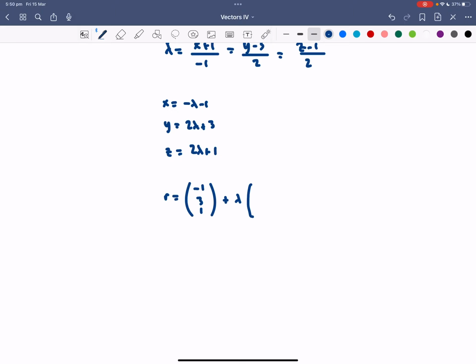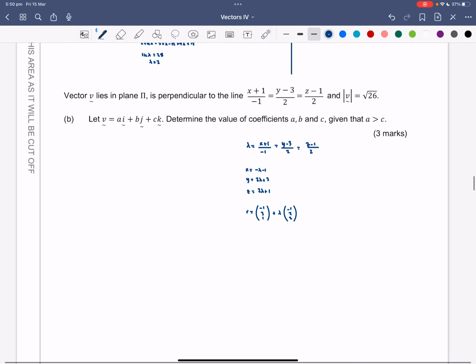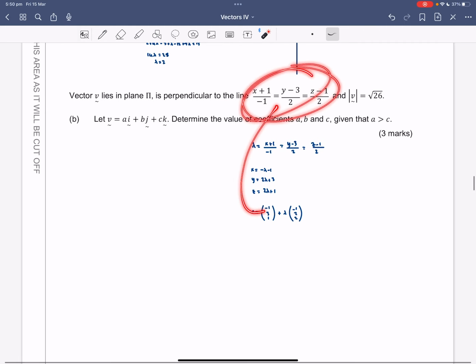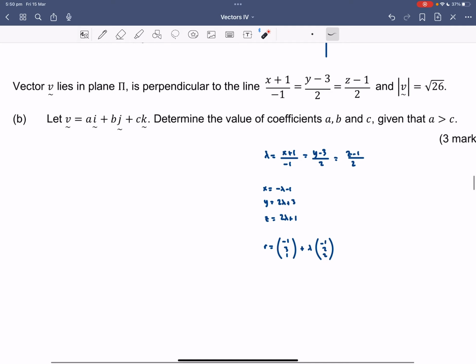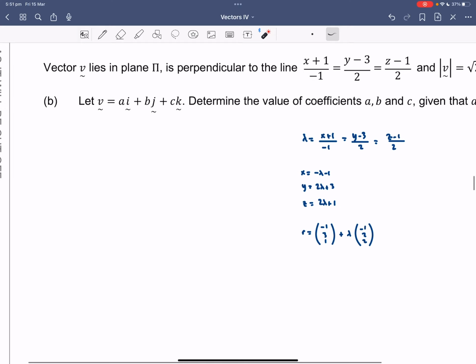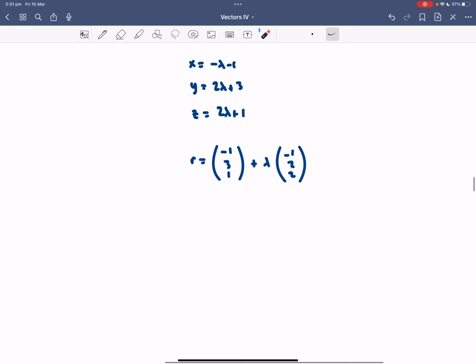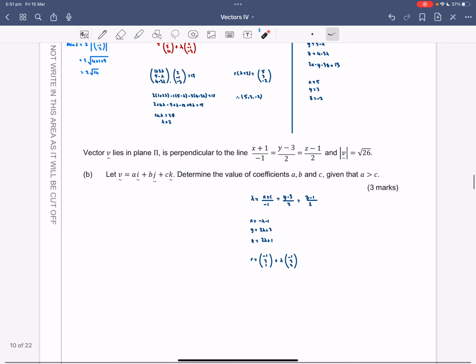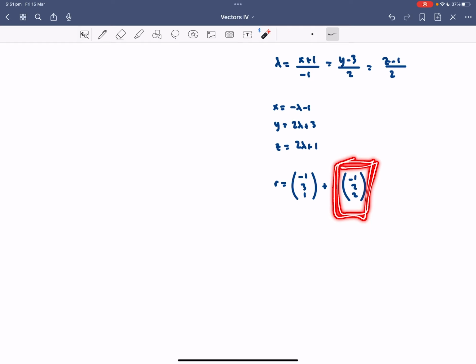Plus lambda lots of (-1, 2, 2). That, guys, is the vector equation of this line here. Okay, perfect. So if it's the vector equation of this line here, and we know that vector V is perpendicular to this, it's specifically perpendicular to the direction of this line. It is perpendicular to (-1, 2, 2).